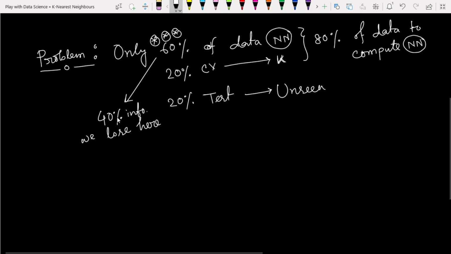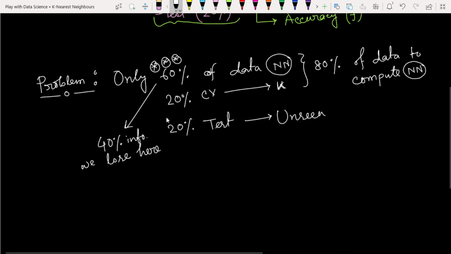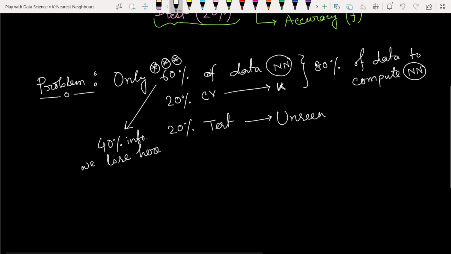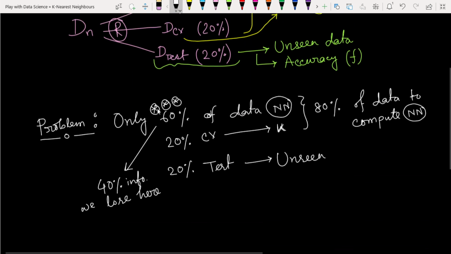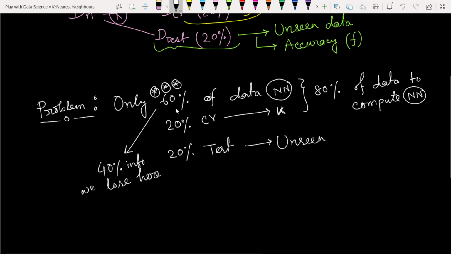Instead of, if somehow our motto is to use this 80% of the data. In the simple cross validation, we see that we are using only 60% of the data. Only 60% of the whole data is used to take the nearest neighbor points, and we are losing the 40%. So if we do some hack to improve this model, we are interested in finding 80% of the data to compute the NN.